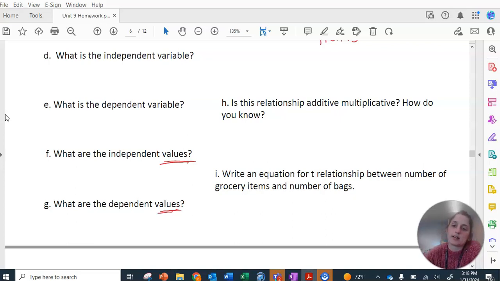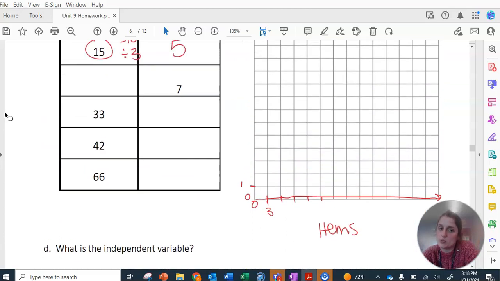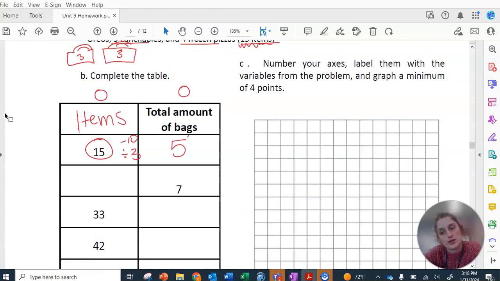Well, we already know this answer. And I'm pretty sure you can write an equation based on some scratch work that I did up here. So now we're done with your homework.